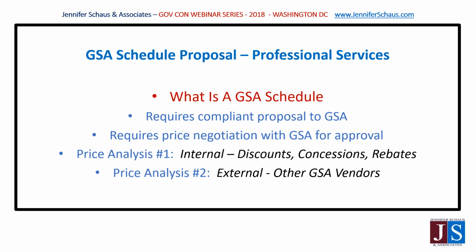So as we continue talking about what is a GSA schedule, you do need to submit a compliant, preferably also competitive proposal to GSA. You'll then negotiate with GSA on your prices, and they're going to go through two litmus tests. The first one is looking at your internal discounting policies and procedures. This is which type of customers, whether it's a category or a specific customer name, that you give your discounts to. So it could be maybe you're dealing with state and local government, you just automatically give them a 5 or 10% discount off of your commercial rates. Or maybe every time you deal with Raytheon and you're a subcontractor to them, you give them a 3.5% discount.